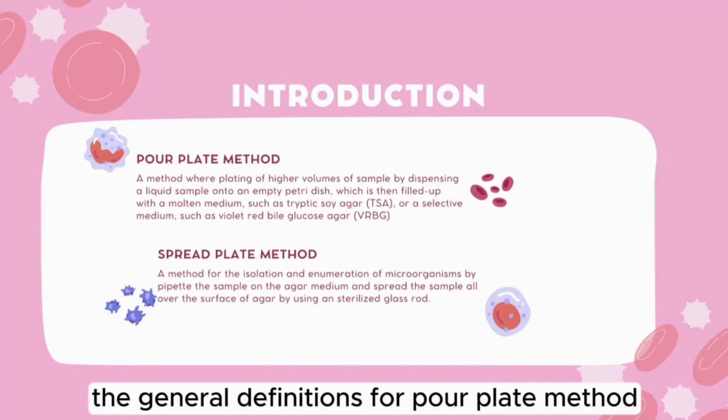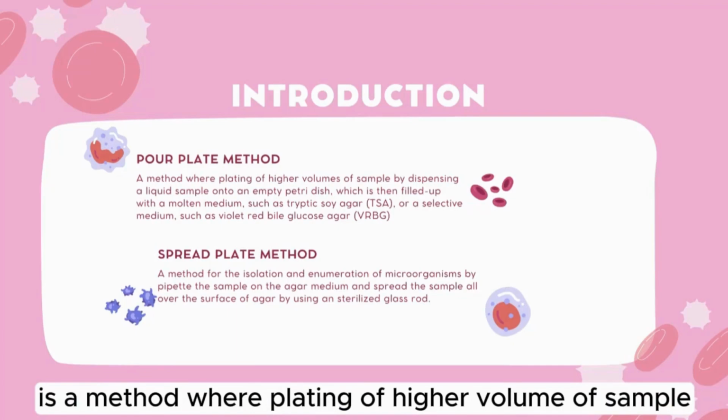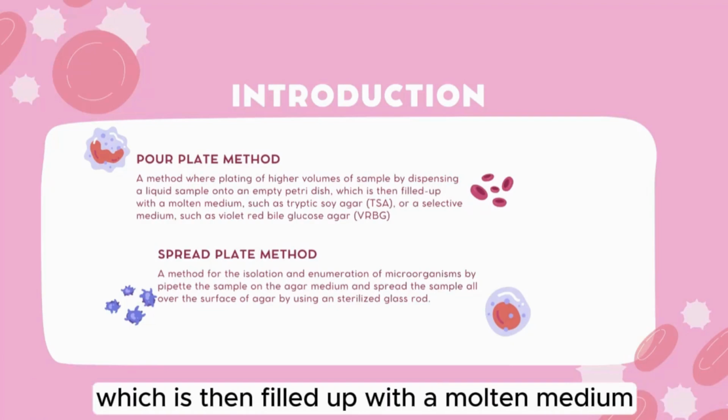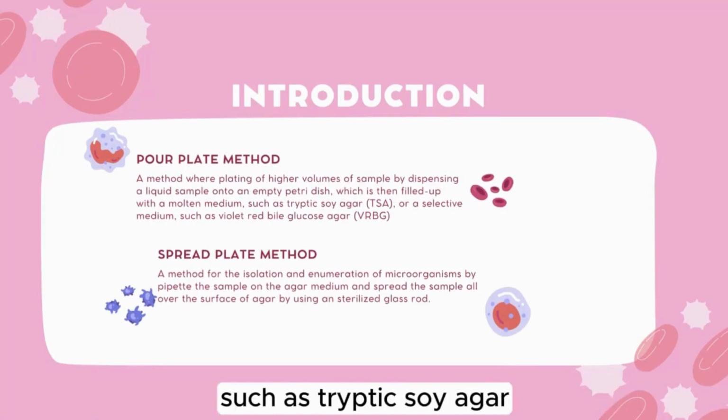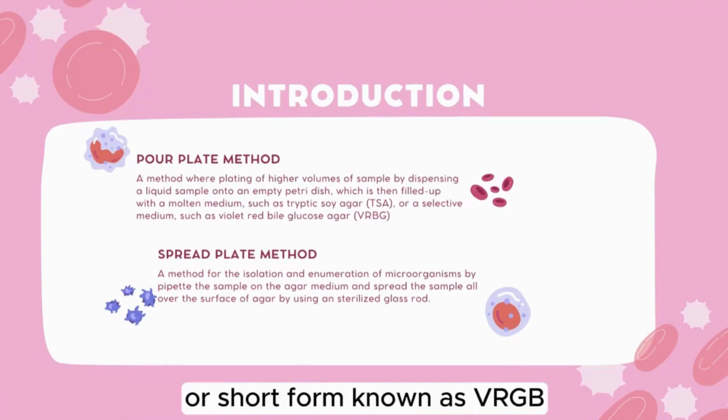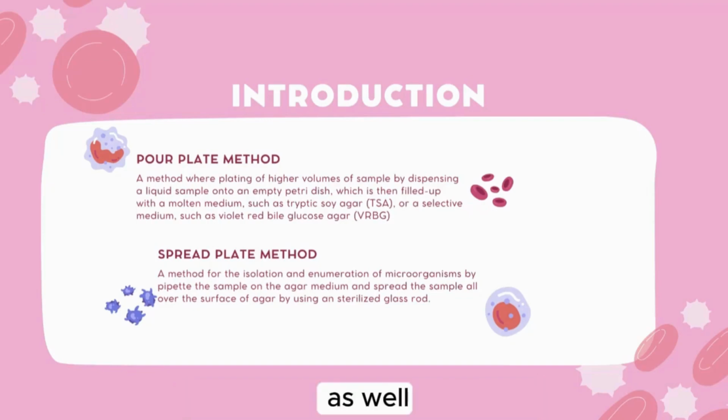The general definition for the pour plate method is a method where a higher volume of sample is plated by dispensing a liquid sample onto an empty petri dish, which is then filled up with a molten medium such as tryptic soy agar, known as TSA, or a selective medium such as violet red bile glucose agar, known as VRBG as well. The next one is the spread plate method.